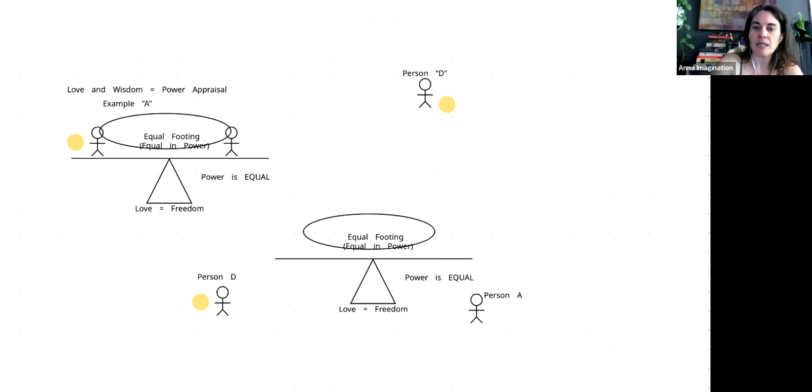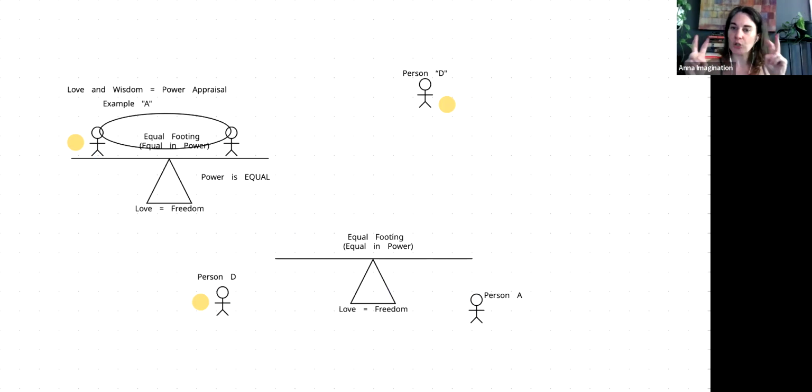Person D and person A wanted to connect. This is the story of how person A wanted to connect with person D. However, person D saw that between the two of them, person A had more power. And person D did not know how to converse with person B. Actually, let's just do this. So this is wisdom, and this is the ethics.